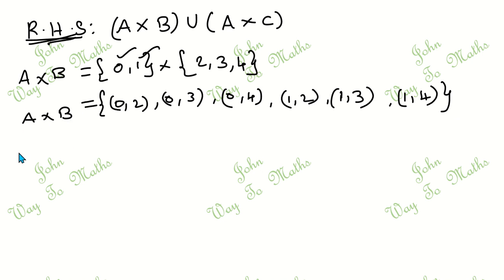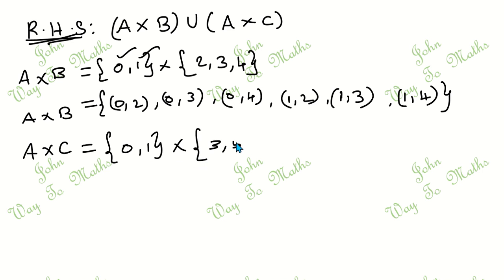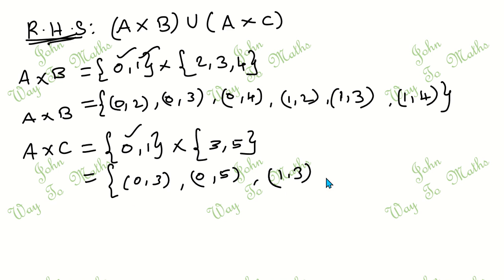Then I'm going to find A cross C. A set is {0, 1} cross C set is {3, 5}. Here I'm going to apply the product rule again. So I'm going to choose 0, here 0 comma 3, then 0 comma 5. Next 1 comma 3, 1 comma 5 is the A cross C. So now I'm going to find the RHS. Therefore, (A cross B) union (A cross C).